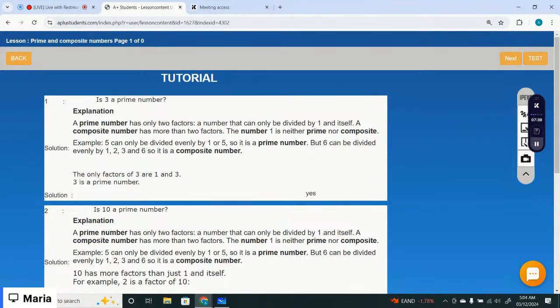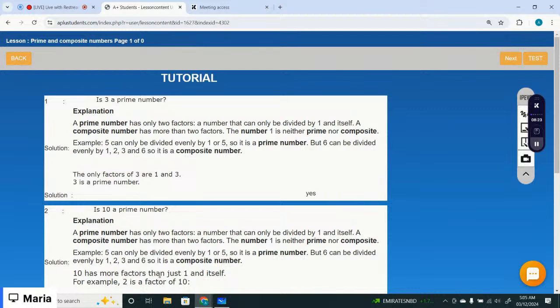A prime number is the one that has only two factors, which two factors, one and the number itself, and the numbers that are not prime are the composite numbers. That means composite numbers are the ones that have more than two factors. So that means prime numbers are the ones that have only two factors, one and the number itself.